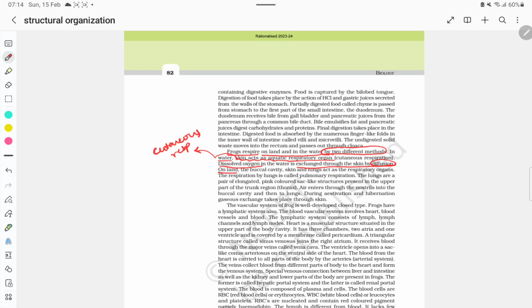And coming to land, the buccal cavity, skin and lungs, three organs, as the respiratory organs. So on land, three organs: buccal cavity, skin and lungs, where cutaneous respiration is happening, pulmonary respiration is happening, that is by lungs, and by the buccal cavity, buccopharyngeal respiration.